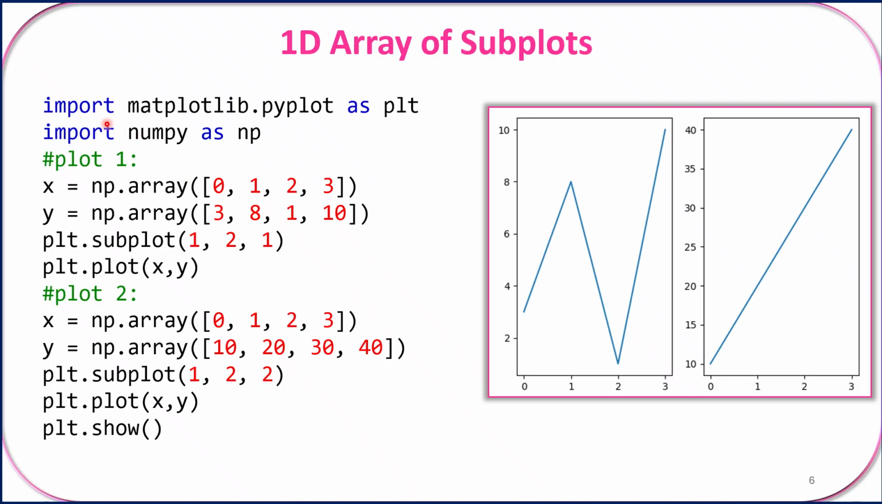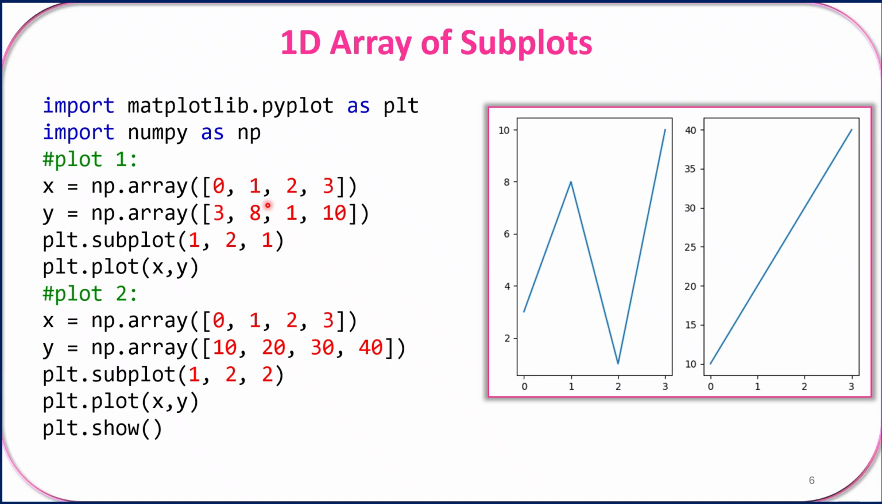So we are first importing matplotlib.pyplot as plt, because we are just plotting the graph. And since we create an array, we need to import numpy as np. This is done. Now we are going to create the array. An array has to be created for the first plot as well as for the second plot. For plot one, we create the x points and y points. So it is 0, 1, 2 and 3. Corresponding values are 3, 8, 1 and 10. So it is going up and down and going up.